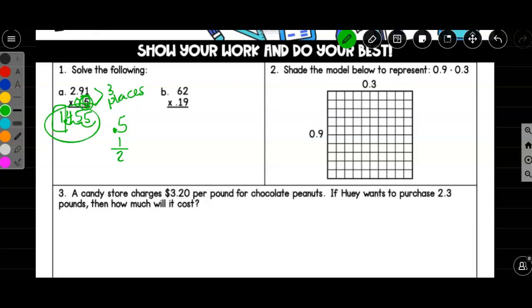Okay, so again, we have 2 factors. But let's talk about 62. Does 62 have any decimal place value? You're right. No, it does not. It is a whole number. So let's find out what we do. Okay, so let's multiply as usual, forgetting about the decimal that's right here. Don't worry about that until the very end. Okay, so 2 times 9 is 18. 6 times 9 is 54, plus 1 is 55.